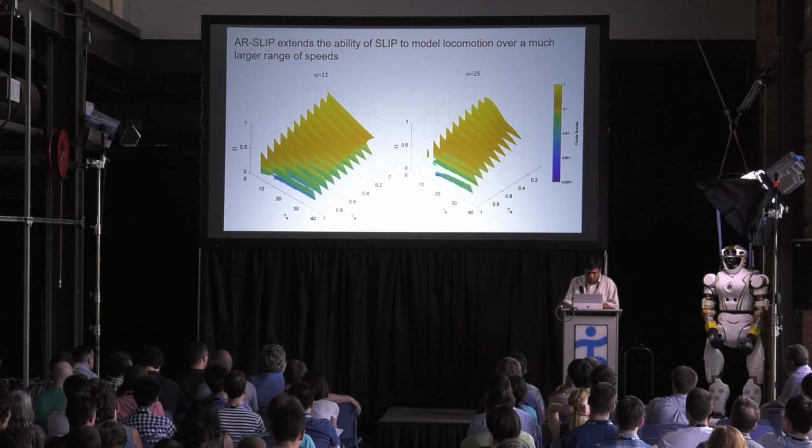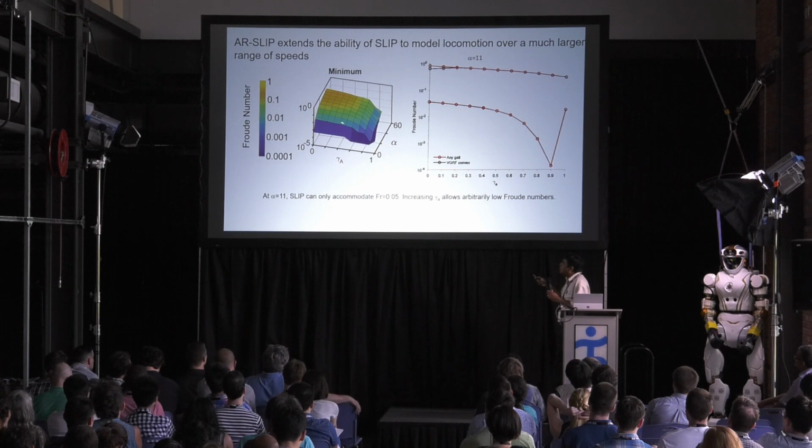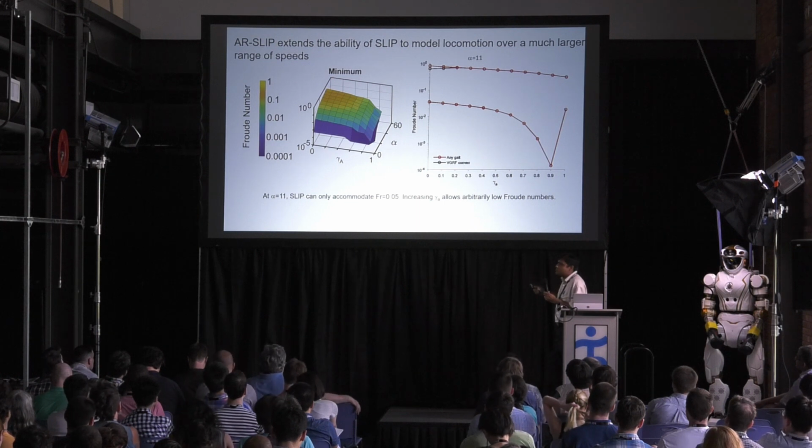A couple more visualizations of the same phenomena. Here we are plotting the minimum Froude number surface as a function of the angular spring and the alpha. And of course, if alpha is small, it's easy for an animal to get to low Froude numbers.